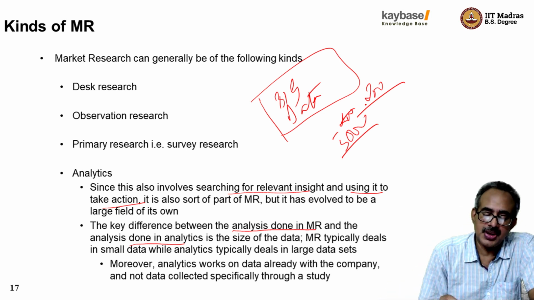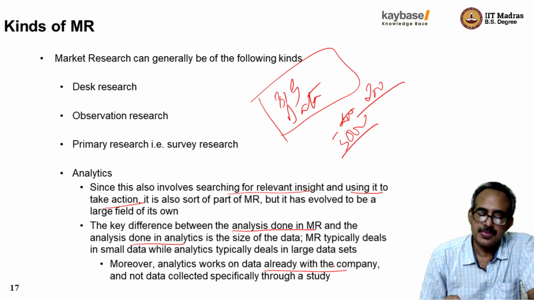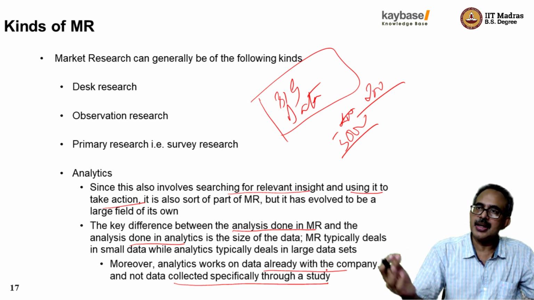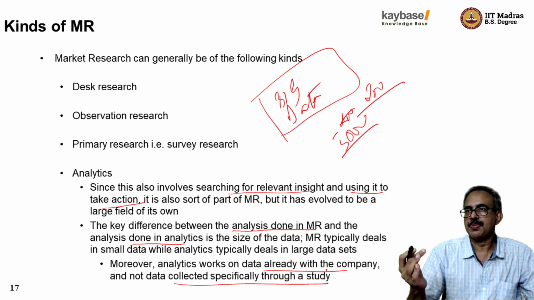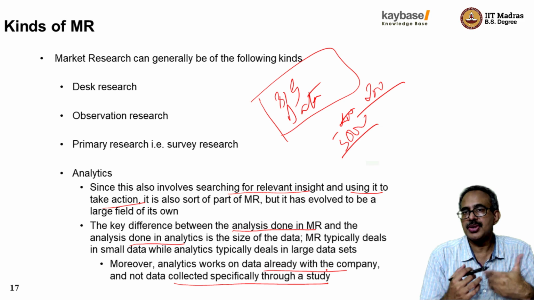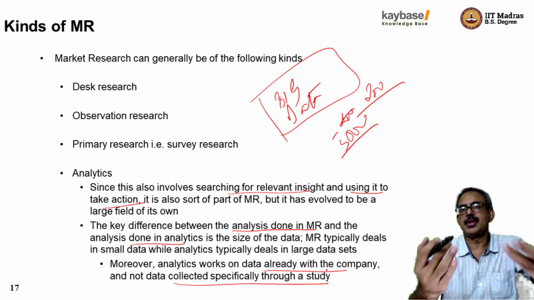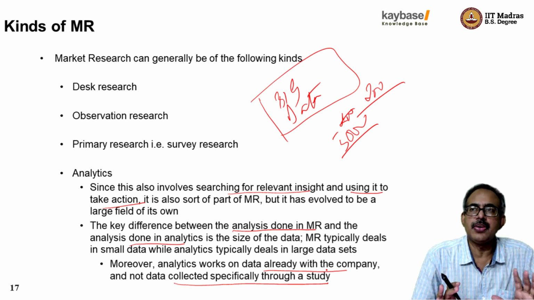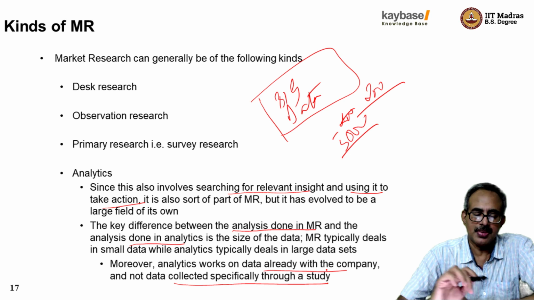Second difference is that analytics works on data which is already lying with the company, whereas market research is data collected through a study for that purpose. So analytics is on data that is collected as a part of doing the business. The data is there, you analyze it. In market research, you say, I want some specific data, and you go out and look for it, right? So this is a broad overview of what the market research industry is all about. We'll just have a quick sum up of this here. Can we go forward?